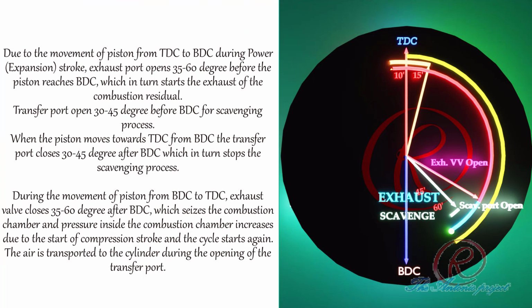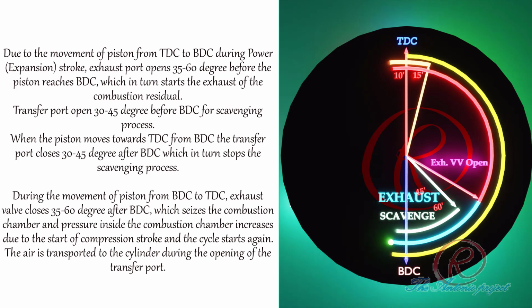Due to the movement of the piston from TDC to BDC during the power stroke, the exhaust port opens 35 to 60 degrees before the piston reaches BDC, which in turn starts the exhaust of the combustion residual. The transfer port opens 30 to 45 degrees before BDC for the scavenging process. When the piston moves toward TDC from BDC, the transfer port closes 30 to 45 degrees after BDC, which in turn stops the scavenging process.